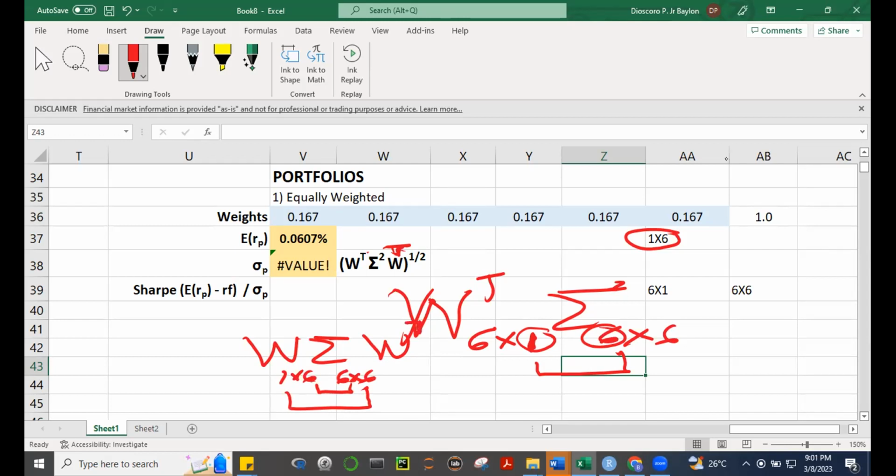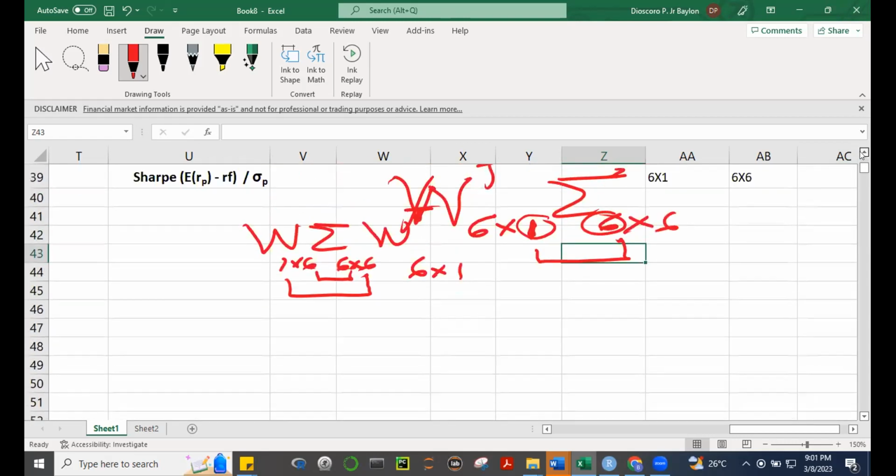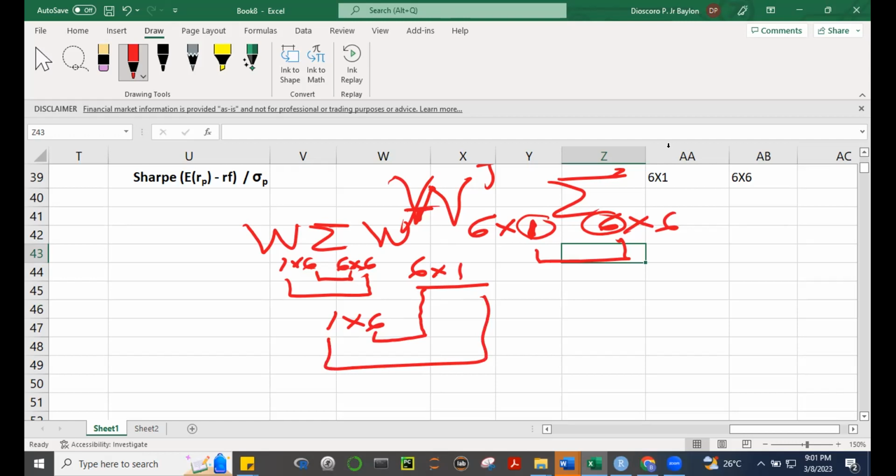And then what's the size of this? This now becomes your W transpose. Anong size niya? Yung W is 1 by 6, therefore the transpose is 6 by 1. Now, what's the size of this resultant matrix na to? Itong W times sigma, this is 1 by 6. Itong W transpose 6 by 1. So, are they multiplicable? Yes. Kasi yung column ng first matrix is the same as the row of the second matrix. What's the size of the resultant matrix? 1 by 1. Okay, that's why we're only highlighting one cell. Kasi, ang result ng matrix multiplication na to is a 1 by 1 matrix.